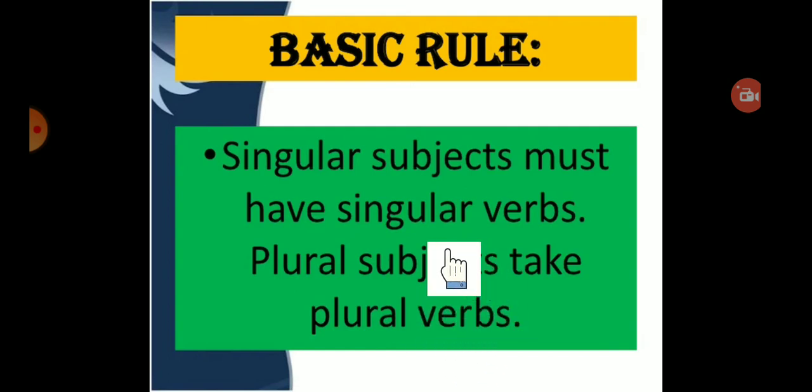So student, what do you mean by singular subject? A subject which is one is called a singular subject. And what do you mean by singular verb? When a singular subject performs an activity, it is called a singular verb. What do you mean by plural subject? More than one person or one thing is called a plural subject. And what is a plural verb? The activity performed by a group of persons or a group of places, all together, is called a plural verb. Understood the basic rule of subject and verb agreement?